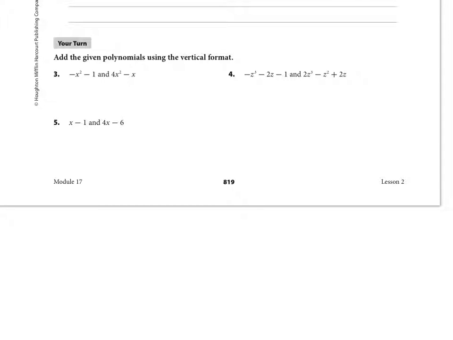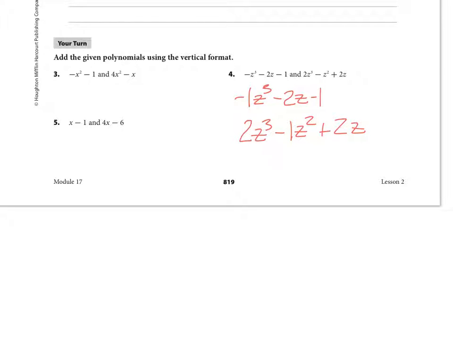So real quickly here, I'm going to take one of the your turn problems. I'm going to take problem number 4. I'm going to do it in the vertical format. So I have negative, and it might be helpful here if you put the 1. Now again, that's optional, but it's not bad to do that. This is a positive 2z to the third, minus, again, you might want to put that. Okay, so there's a vertical format.